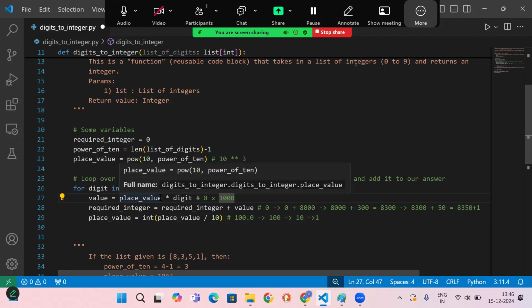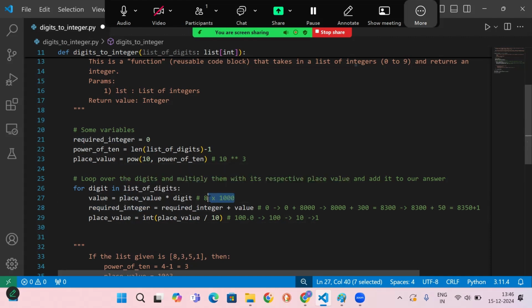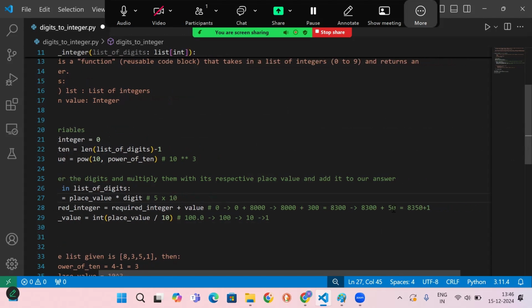So the next digit is 3. The value will be set to 3 times 100 because we decreased by a factor of 10. And then the required integer is set to 8,000 plus 300, which is 8,300. And again, the place value is decreased by a factor of 10. The value is then set to 5 times 10, and the required integer is set to 8,300 plus 50.